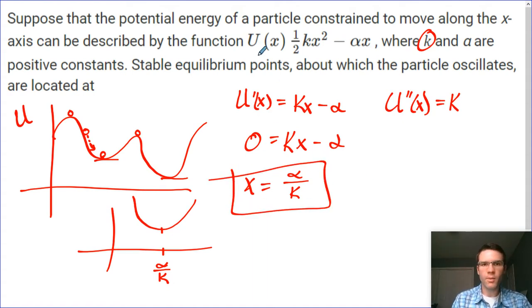Another thing that you want to be aware of for potential energy functions is that the slope of your potential energy function is the negative of the force. If you take dU/dx, this is equal to negative force, which will show up here in a second.